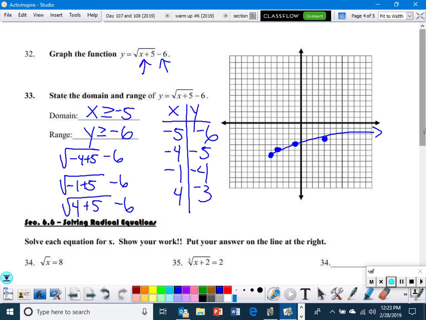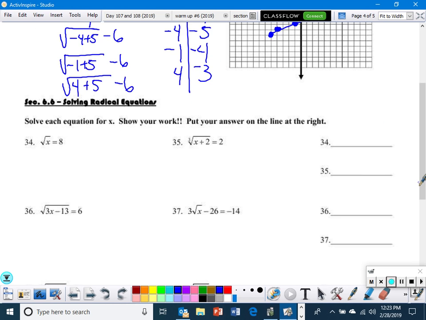34. All right, to solve this one, this one's easy. All you need to do is take the square of both sides. So just square both sides. X equals 64. Done.